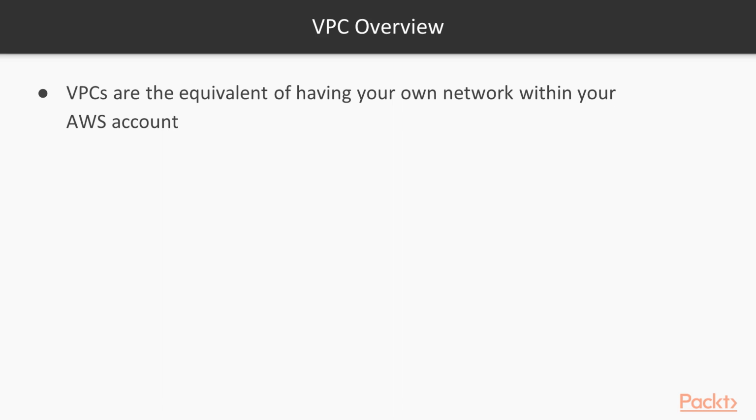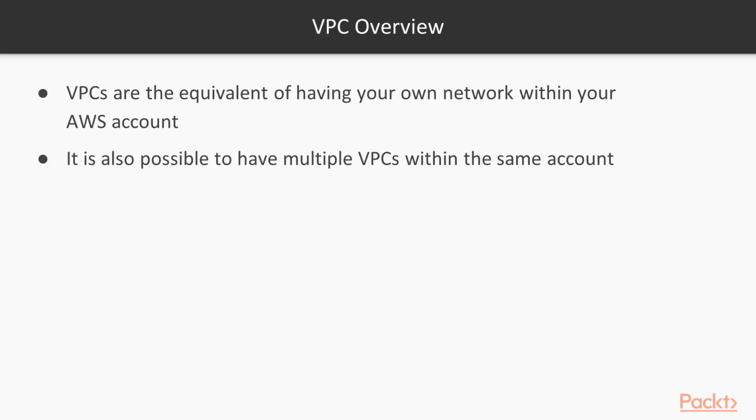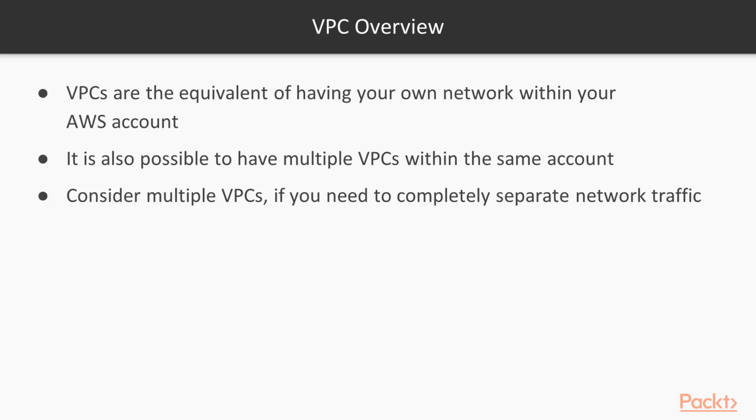VPCs are the equivalent of having your own network within your AWS account. Generally speaking, people typically have one VPC within their account. You may consider having multiple VPCs if you want to set up multiple environments and have tight control as to whether or not these environments can communicate with each other.